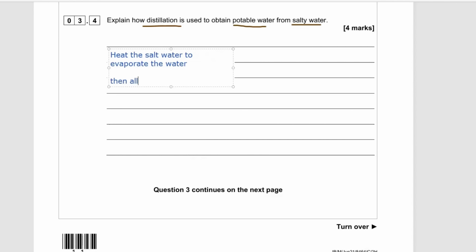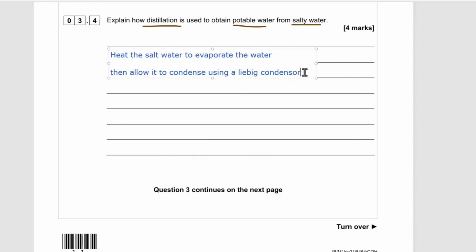You don't have to know the specific name, but it's actually called a Liebig condenser, named after, I guess, the guy who used it a lot in chemistry. So, yeah, it goes into this Liebig condenser where cold water runs inside the walls of the glass. And this causes the water vapor to condense by cooling it down and turning it back into a liquid.